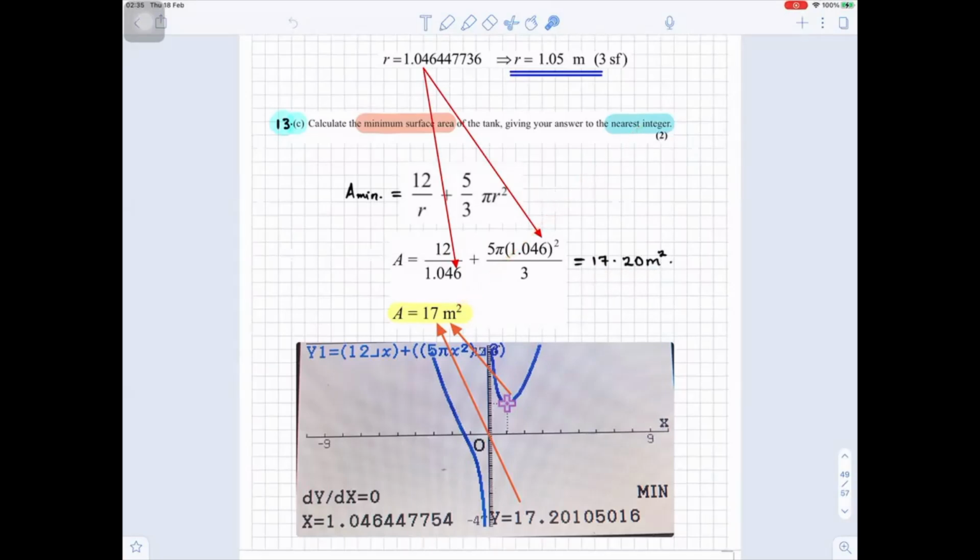17 meters squared. And if you were to plot the function on the graphics calculator and look for dy over dx equals 0, the minimum point, you will get 17.20, which is the same as that. And to the nearest integer, that will be 17. So that's where you can use your calculator to check if your answer is correct.